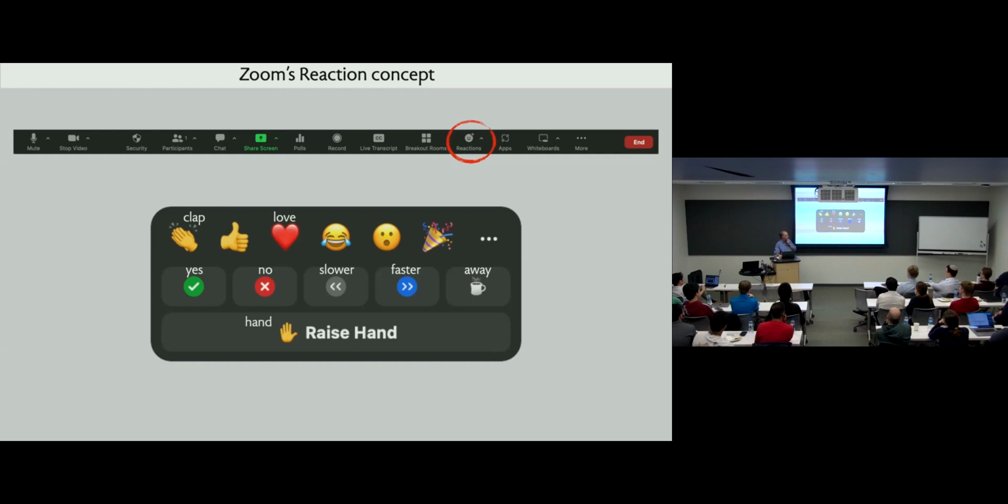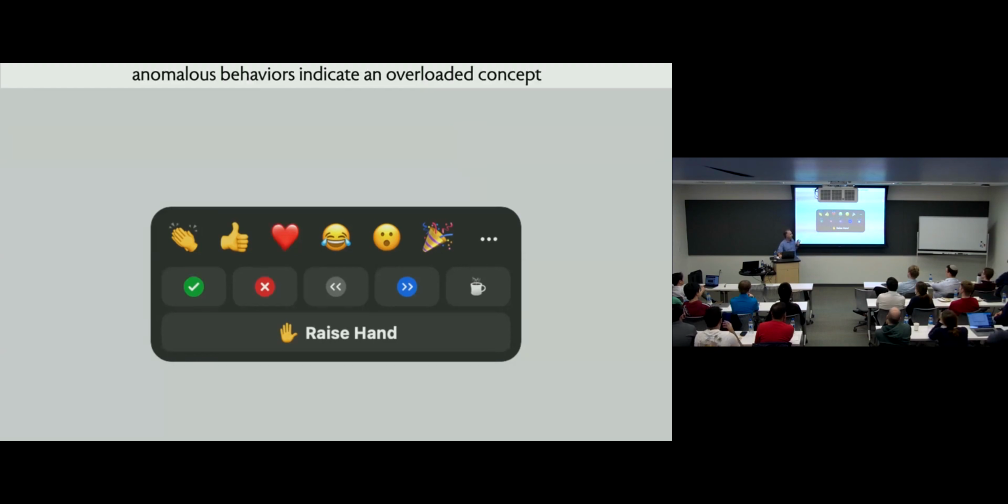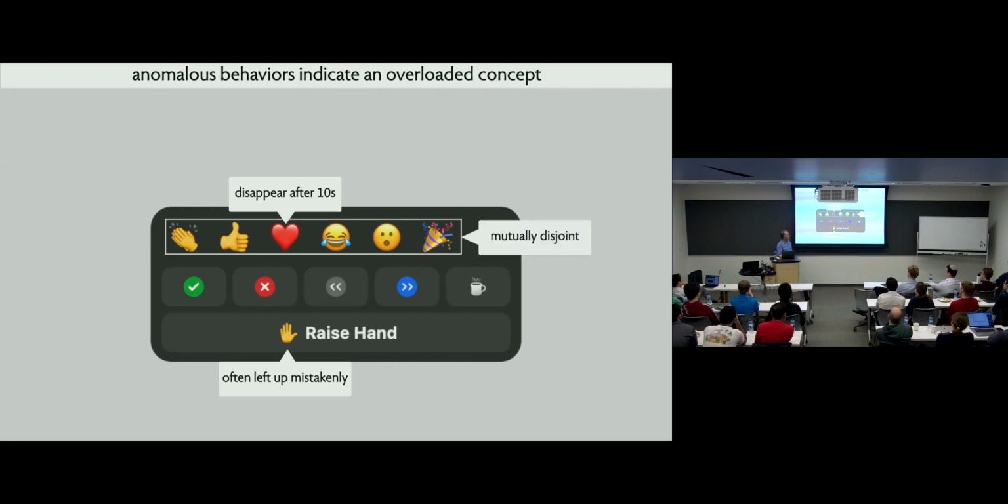The problem is that even Zoom realizes that these are not really a uniform concept, that they really fulfill different purposes. That is evident in some of the weird anomalies. For example, these emoji on the top row disappear after 10 seconds. This one, most notably, never disappears. And that's a cause of a lot of problems. These are mutually disjoint.